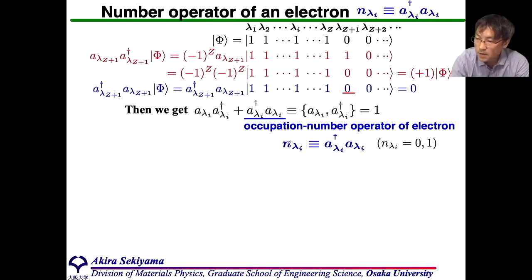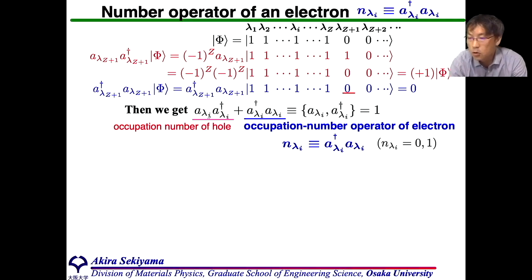Therefore, we can define the number operator of an electron as this definition. So the number is 0 or 1. For the empty state, this operation gives the number of holes. When we apply this operation for the occupied state, the result gives a 0, since for all the occupied states there are electrons. Therefore, the sum of these two terms becomes 1. Every state is occupied or unoccupied.